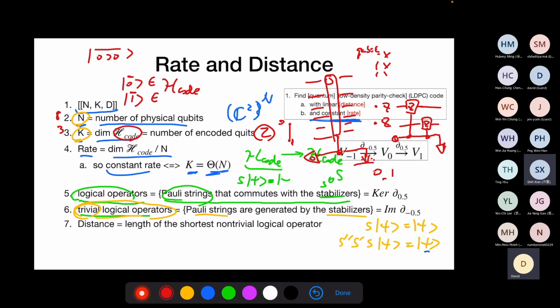But you need to design some gate acting on one qubit. Yes. Okay. True. Yeah.